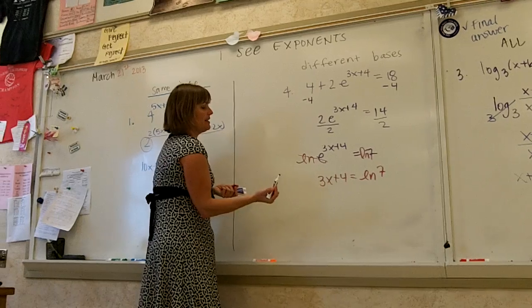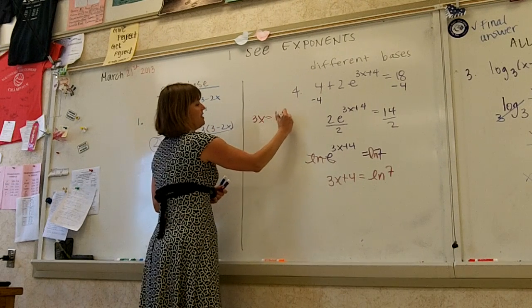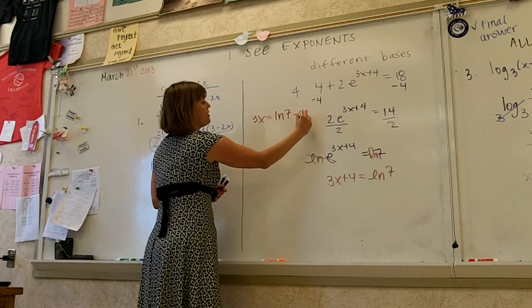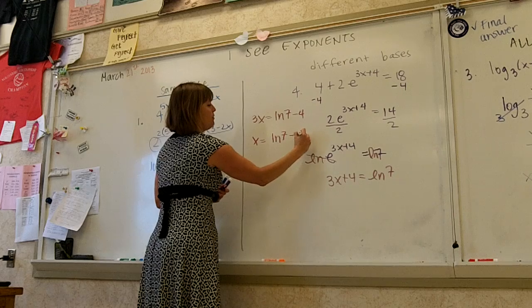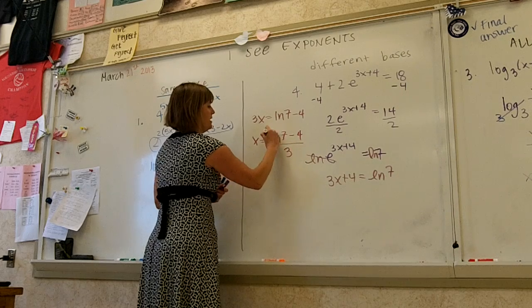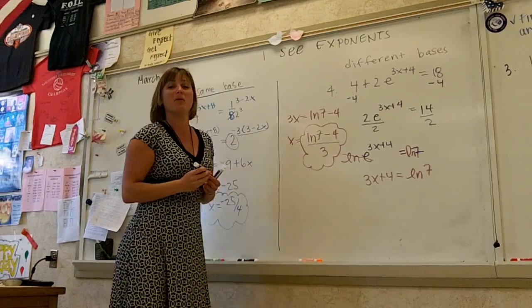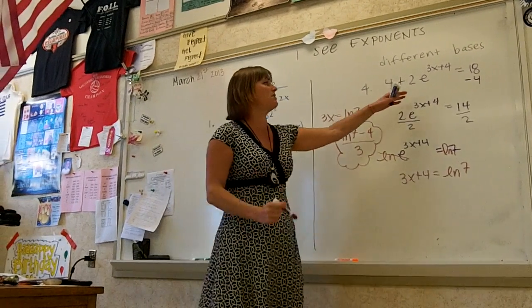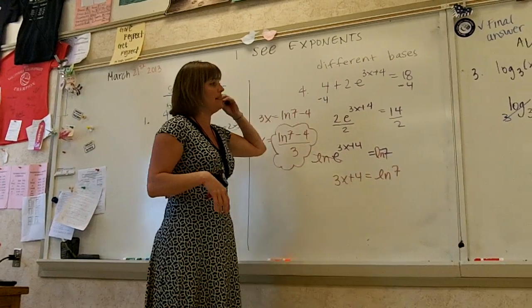And you can get your calculators out if you want to, or you could say that 3x is equal to the natural log of 7 minus 4. So x is equal to the natural log of 7 minus 4, divided by 3. And we don't care about positive or negative numbers with exponentials, because the domain of exponentials is all real numbers. You can plug anything in that you want.